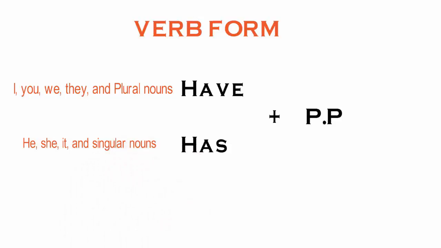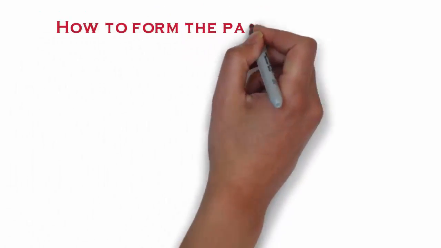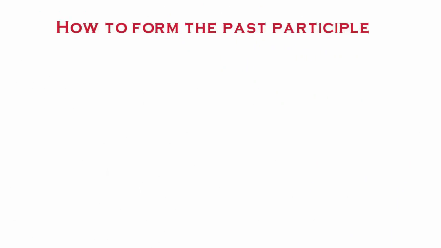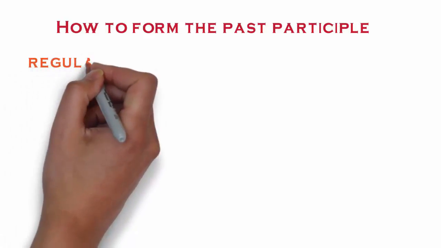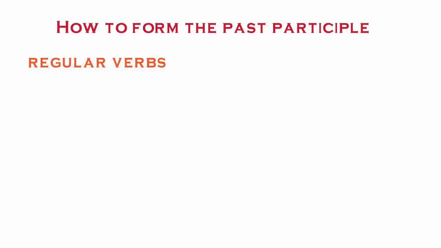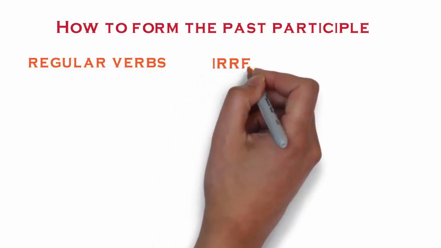Then we should use the past participle. Past participle is verb 3, the third form of the verb. Okay, good. So, how can we put the verb in the past participle? How can we form the third form of the verb? We have two kinds of verbs. We have regular verbs and we have irregular verbs.